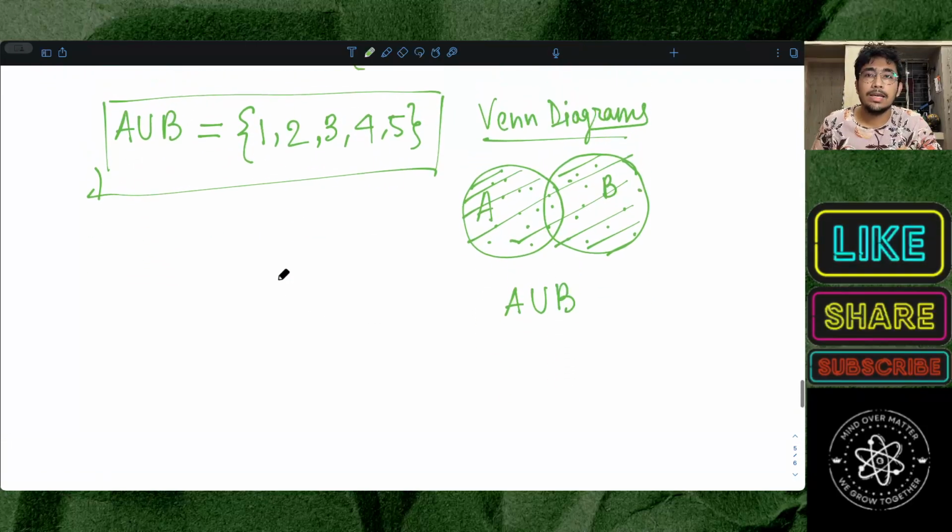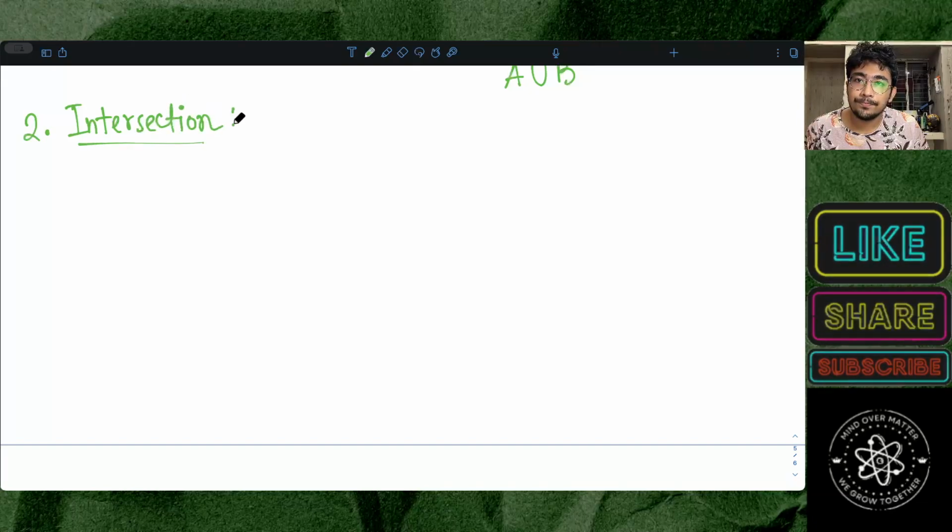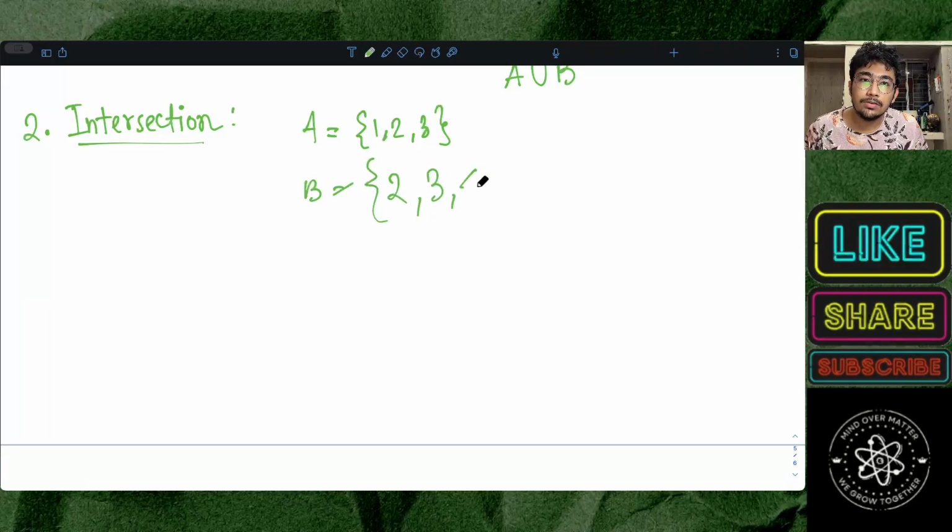Okay, so I think you have understood it now. And next I would like to talk about intersection. With the same example, A is 1, 2 and 3 and B is 2, 3, 4 and 5.